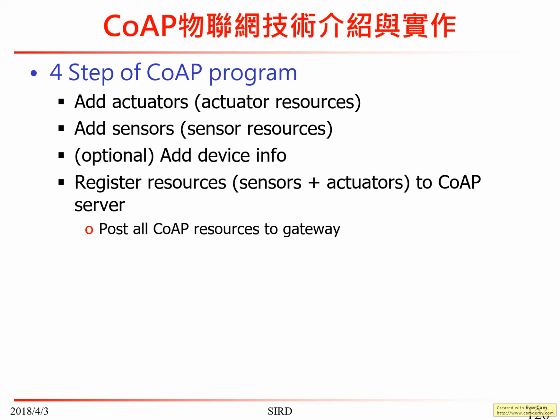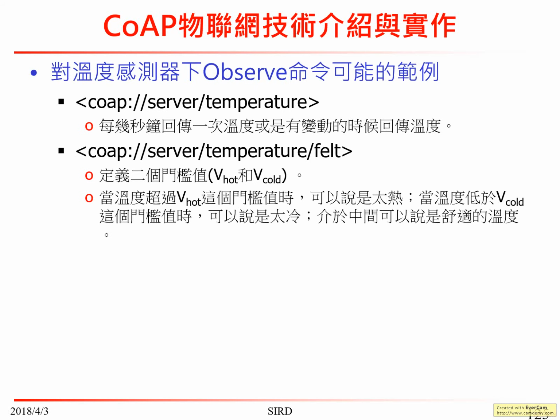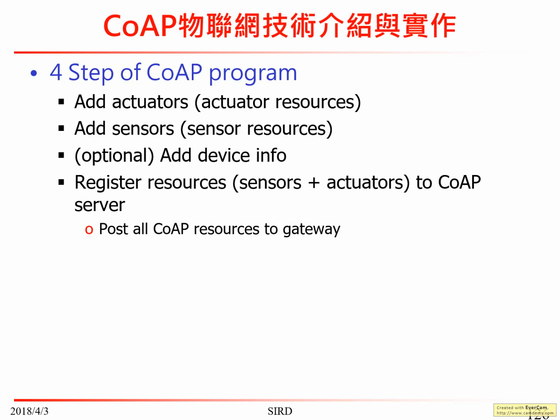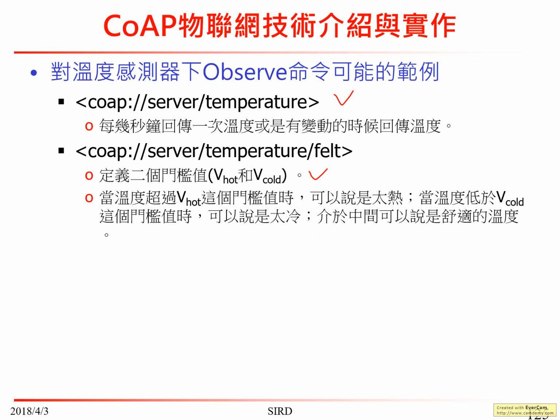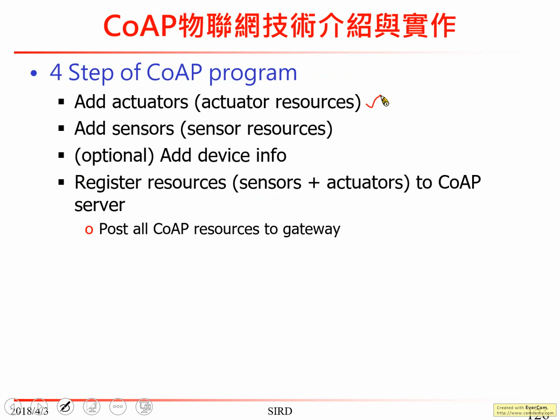To write our own CoAP application, there are 4 steps to write a complete CoAP server. First, you add the resources, the actuator resources. Sorry, you write some actuator functions. What do you mean, actuator function?